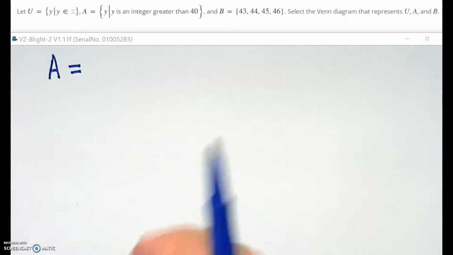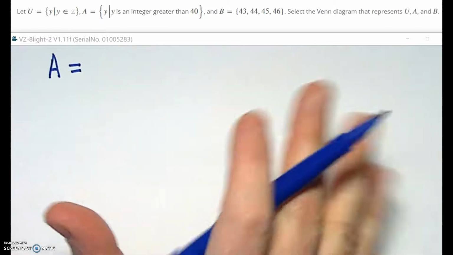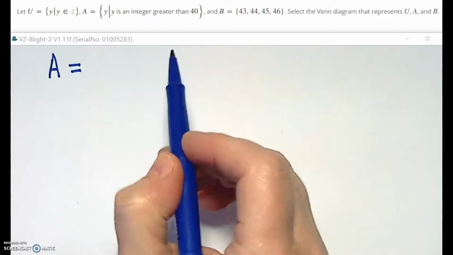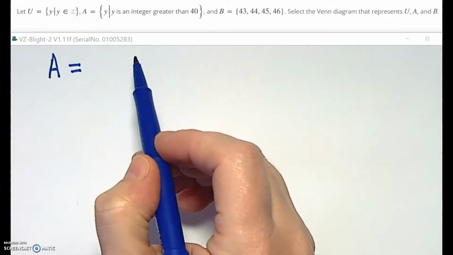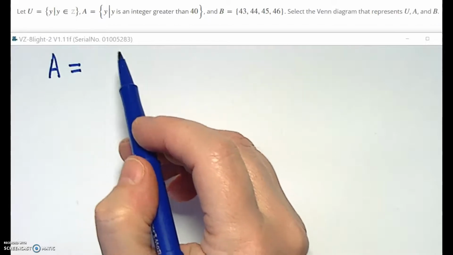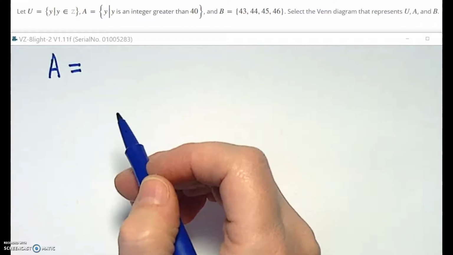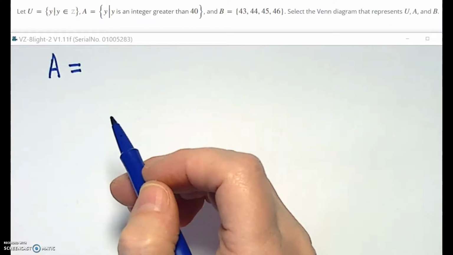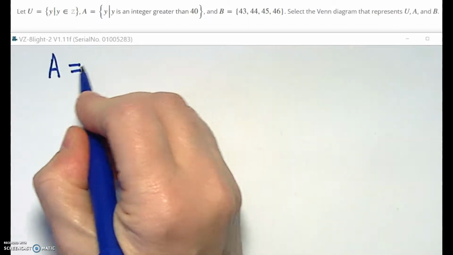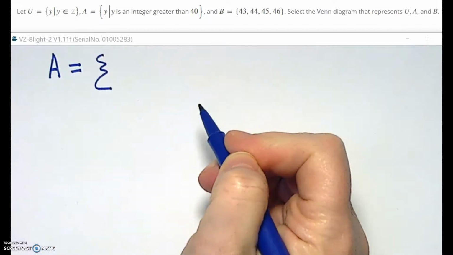We're going to start with this problem, and the most helpful thing that you can do with a problem that's written in this set builder notation up there is to write it out in roster notation. So this says y such that y is an integer greater than 40. Integers are negative and positive numbers, but we're greater than 40, so it doesn't even really matter. So A is the set. Okay, and we're going to do roster notation.